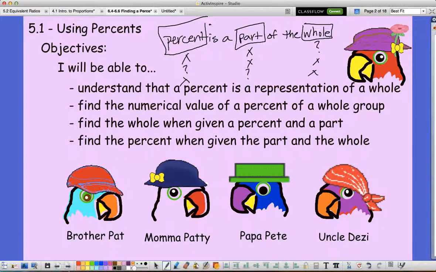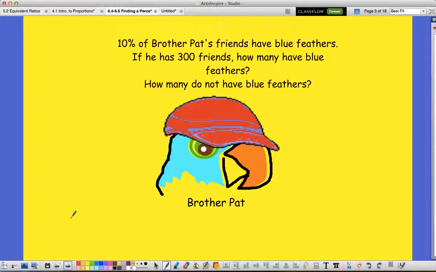Right? So when we talk about this next problem, we're looking at Brother Pat and his friends. And we have 10%. 10% does not mean 10. There is one case where it might mean 10, but it's not always going to be 10. Okay, 10% is a representation. It's saying that if I were to take all of this and make it out of 100, it would be 10%. But because not everything is out of 100, that would make life way too easy for us. So because everything isn't out of 100, we turn it into a percent to make it a little bit easier to conceptualize or visualize and understand.